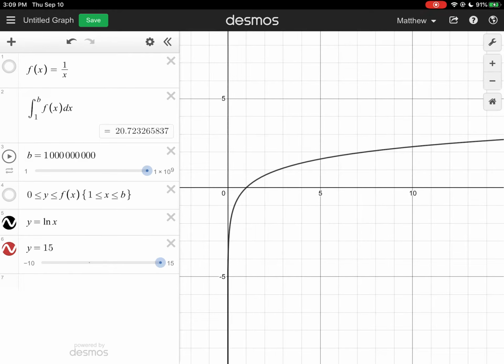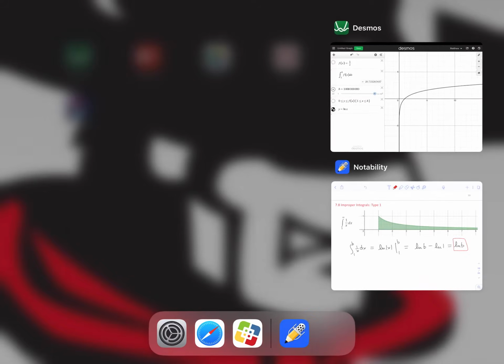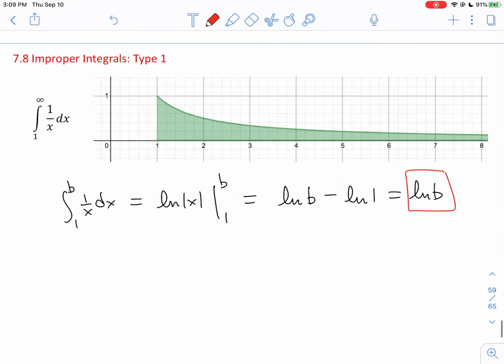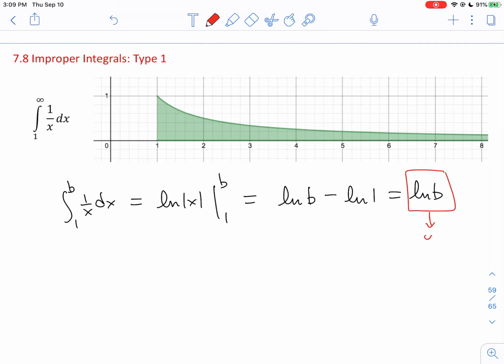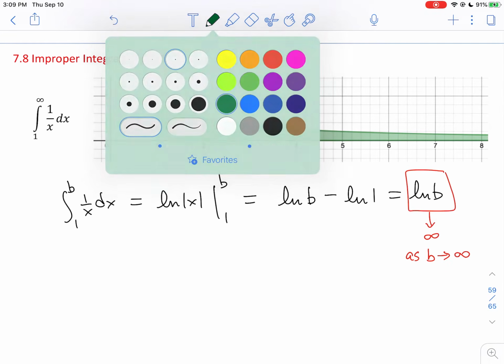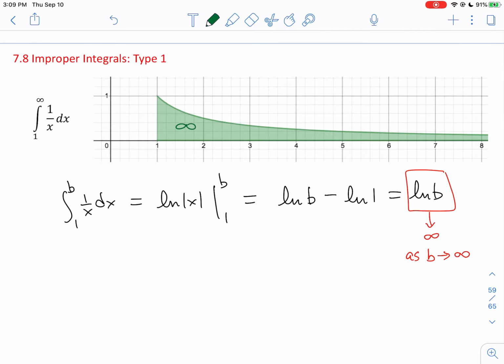However, the natural log graph that you see here does have a vertical asymptote. It's at x equals 0 that is the vertical asymptote, but there is no horizontal asymptote. This is helpful in making the claim that we make right here, that this expression, natural log of b, does in fact go to infinity. So this suggests that we have an infinite answer here as well, an infinite amount of area.